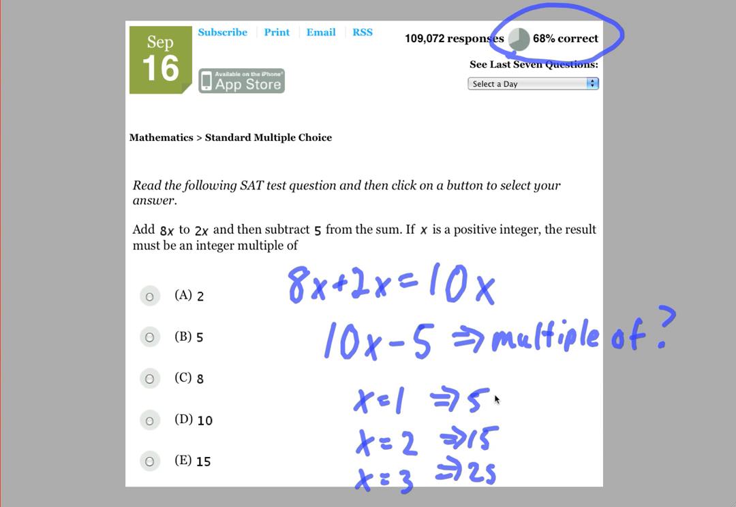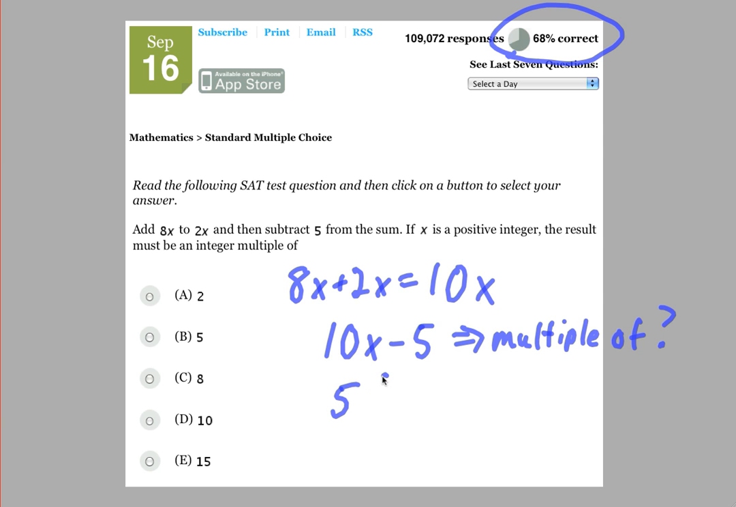A secondary way would be to see if you can factor the original answer. 10x minus 5 can be factored, and it turns out you can factor out a 5, which makes sense, because after all, that's the answer. So how many times does 5 go into 10x? 2x, and then minus 1, right? So it proves that it's going to be a multiple of 5.